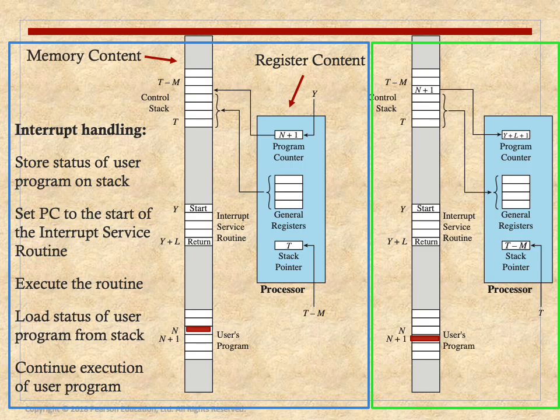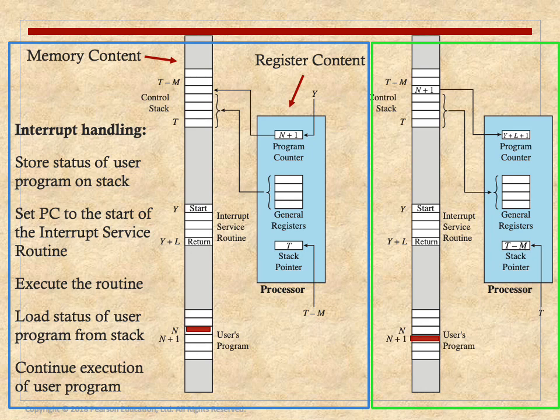Now the incoming interrupt will be handled as follows. The content of all the registers will be stored on the stack. That is, the content of the general registers will be pushed onto the stack, then the program counter will be pushed on the stack, and the stack pointer will be updated. Now we have saved the state of the user program on the stack. What needs to happen next is that the interrupt service routine must be prepared for being executed in the next step. For this, the program counter gets updated to the address Y, which is the starting point of the interrupt service routine in the main memory.